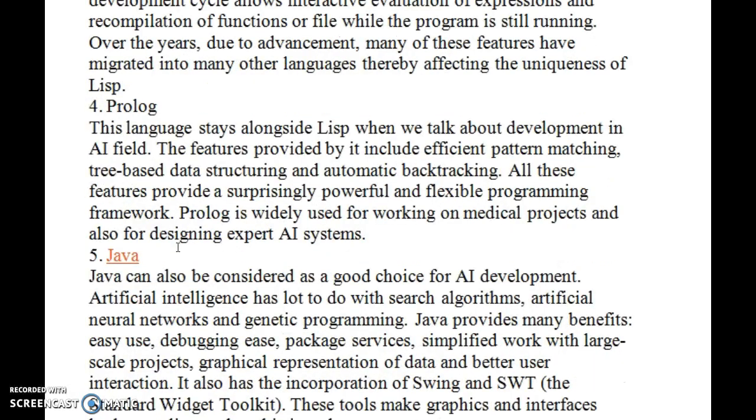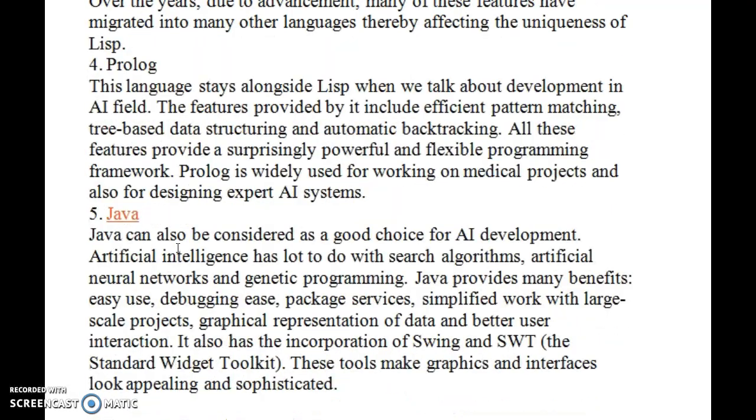Now, fifth is Java. Java can also be considered a good choice for AI development. Artificial intelligence has a lot to do with search algorithms, artificial neural networks, and genetic programming. Java provides many benefits: ease of use, debugging, package services, simplified work with large-scale projects, graphical representation of data, and better user interaction. It also has incorporation of Swing and SWT, the Standard Widget Toolkit. These tools make graphics and interfaces look appealing and sophisticated.